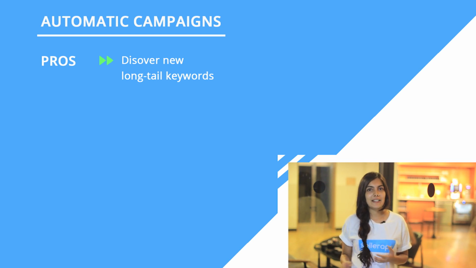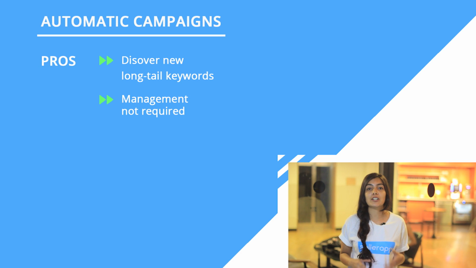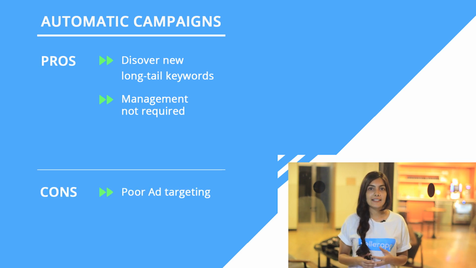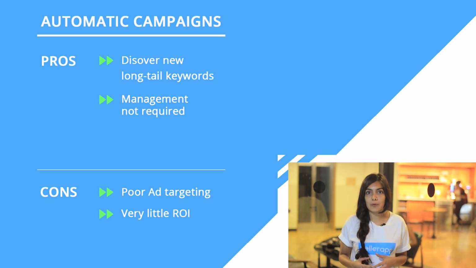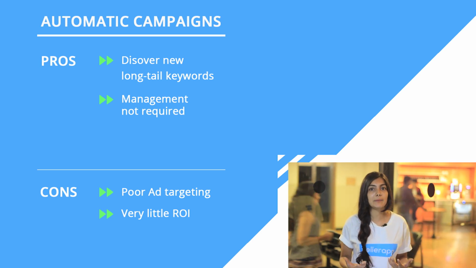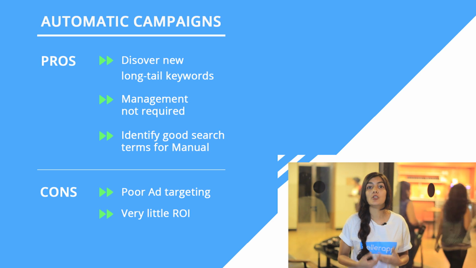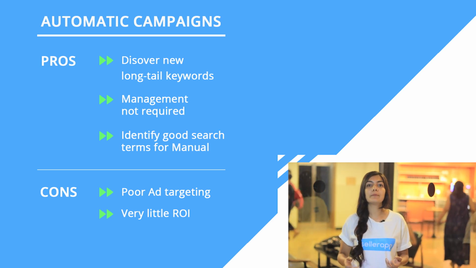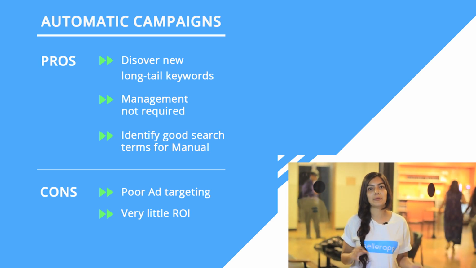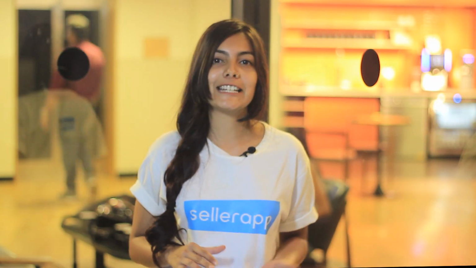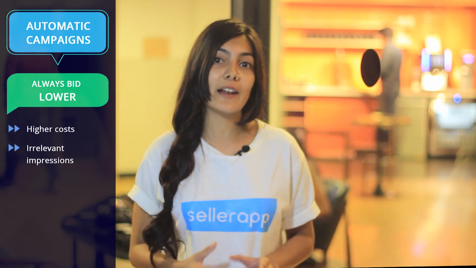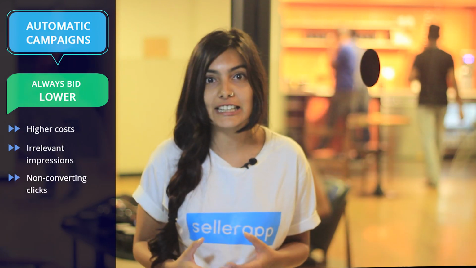Although automatic campaigns require little to no management effort, since the ad targeting is poor, the return on investment is also very poor. But automatic campaigns can be used to mine gold by looking at high-performing search terms and moving them to manual campaigns. The rule of thumb is to bid lower for automatic campaigns as it leads to higher costs due to irrelevant impressions and non-converting clicks.